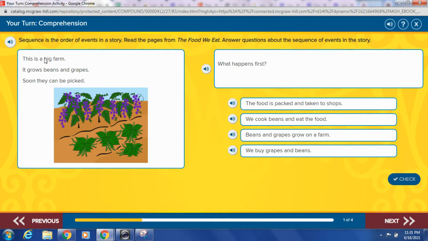Okay, so this is a big farm. It grows beans and grapes. Soon they can be picked. What happened first? Is it the first choice, the food is packed and taken to shops? Second choice, we cook beans and eat the food? Third choice, beans and grapes grow on a farm? Or the fourth one, we buy grapes and beans.